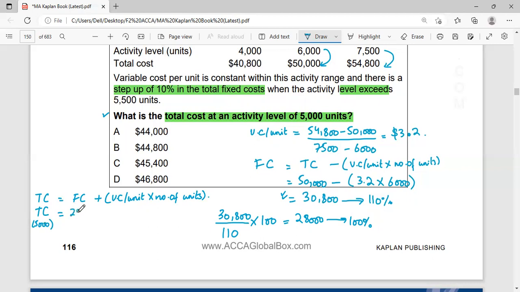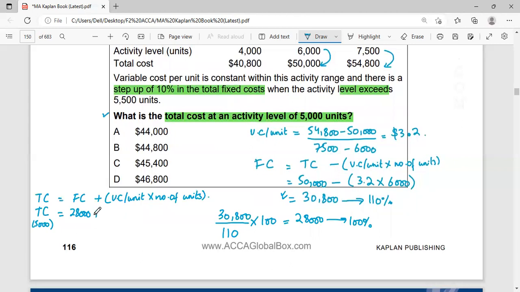28,000. Exactly. Now, if in the question he had asked you to tell me the fixed cost at 7,000 units, for example, then what fixed cost would you take? For 7,000, then 30,800. Exactly. Yes, that's the point. This thing you need to remember.